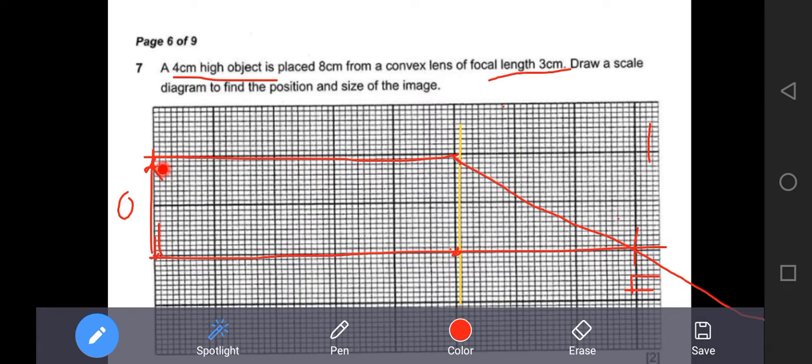Yes, from this point here, you draw a line passing through the center, passing through this center here. Are you able to see the center? Yes, I can see it. Okay. So what will happen is that you draw a line passing through that point.